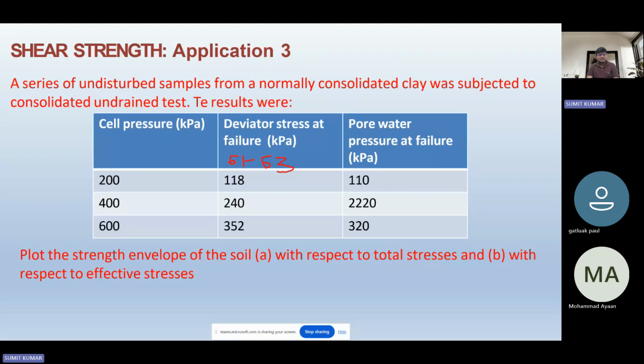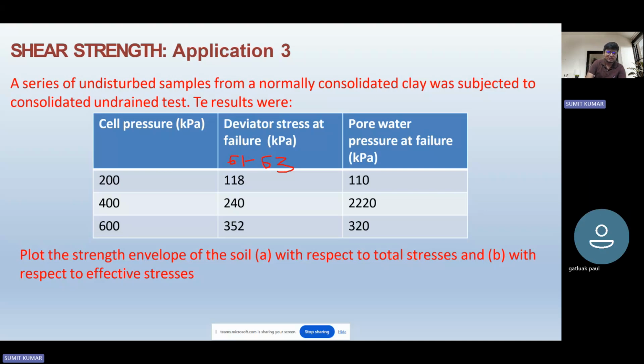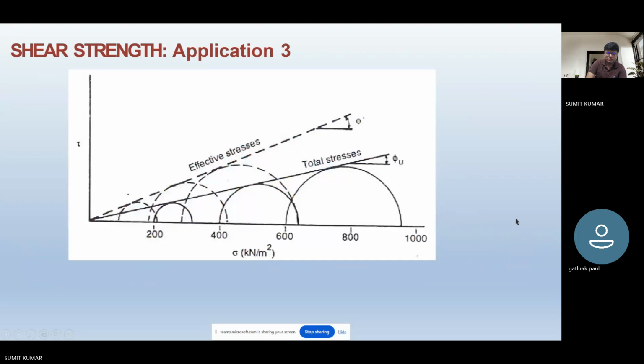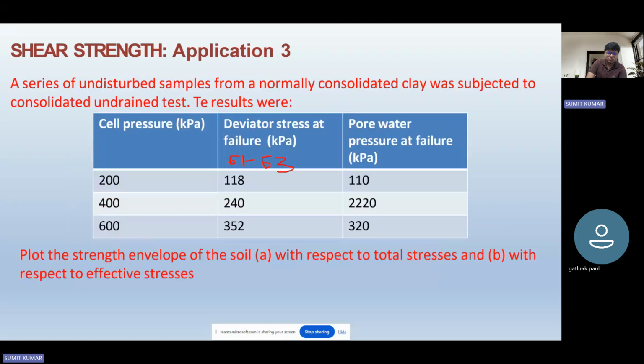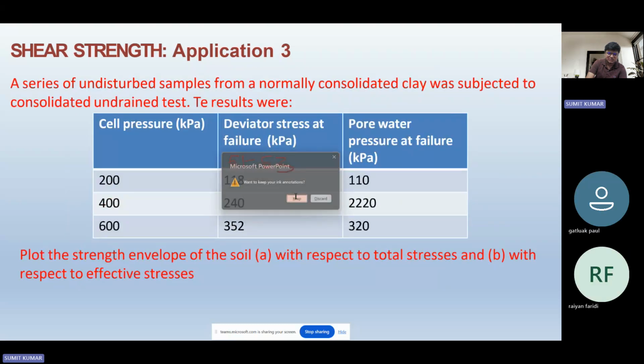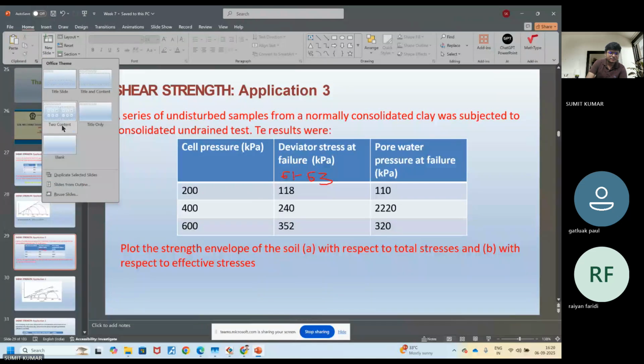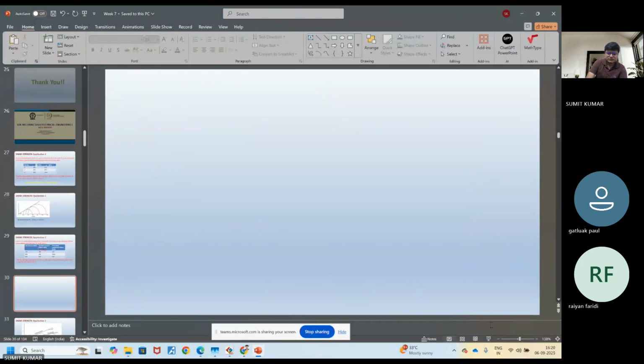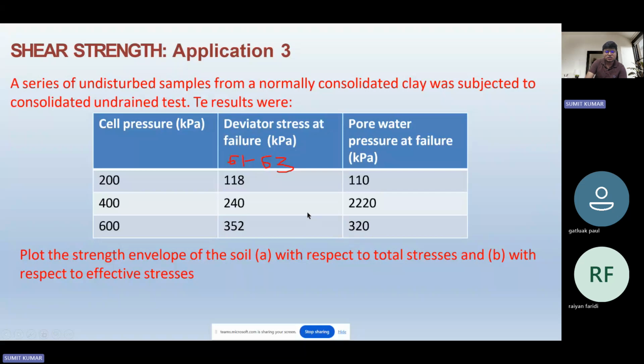So first of all, the question asked to plot the strength envelope of the soil with respect to total stress and with respect to effective stress. So let me calculate with respect to total stress, then the effective stress. So let me take a new slide in which we could do the calculation. The graph is already plotted, but if I show you the calculation, it will give you a better understanding of things. Okay, so first of all, we are going to calculate with respect to total stress.